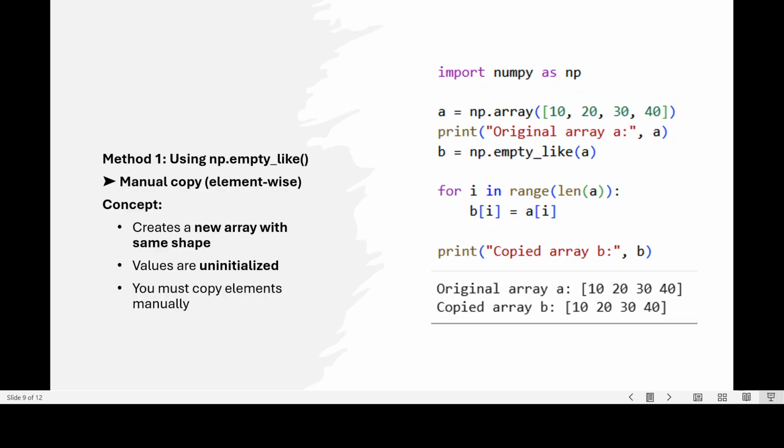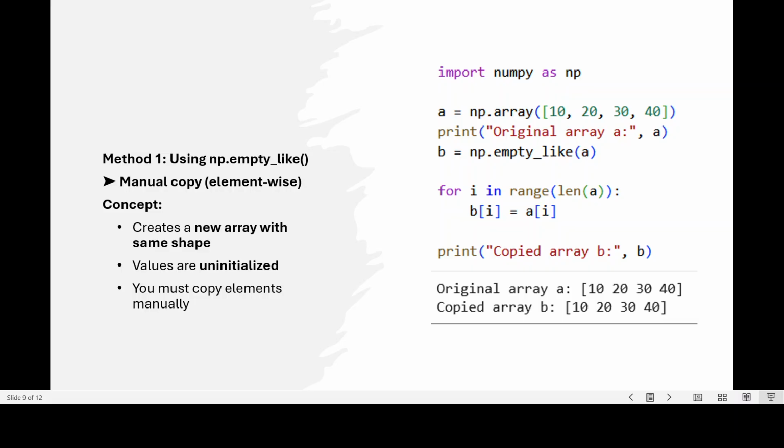So first we are going to see the first method, using np.empty_like(). The np.empty_like() function creates a new array with the same shape and data type as the original array. However, the new array initially contains uninitialized values. Therefore, we must manually copy each element.